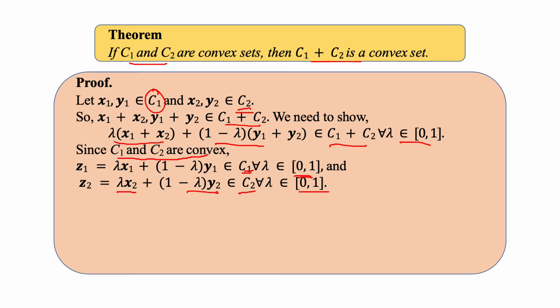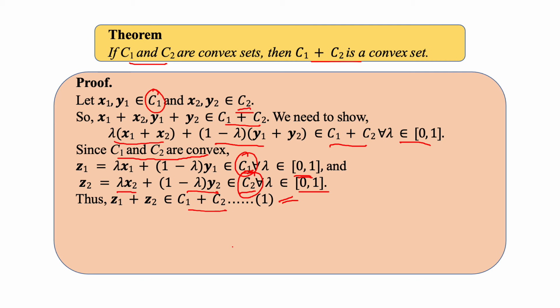So now we have vector z1 which belongs to C1 and vector z2 which belongs to C2. So what we can do is, if we sum them up, z1 plus z2 will belong to C1 plus C2. So this is an important point. The z1 plus z2 belongs to C1 plus C2. What is z1 plus z2? Now if you sum the right side, what do you get?